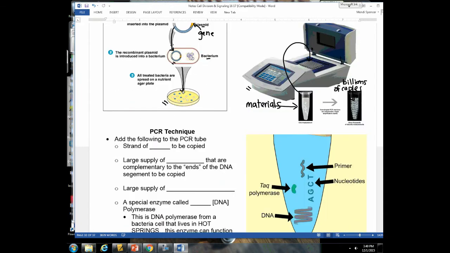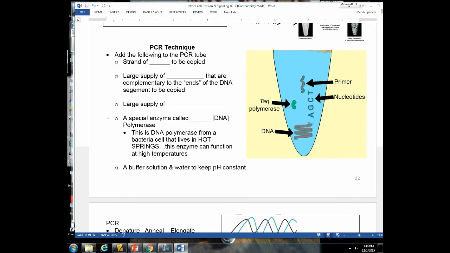So let's take a closer look at this technique, the PCR technique. Let's first talk about the materials that we're going to put into that little tube that I showed you up there. That's going to eventually go into that PCR machine. Well, if we're going to make some DNA, obviously we need a large supply of the nucleotides that make up DNA. So we need nucleotides that contain adenine, guanine, cytosine, and thymine. So we're going to put a really large supply of nucleotides into the test tube.